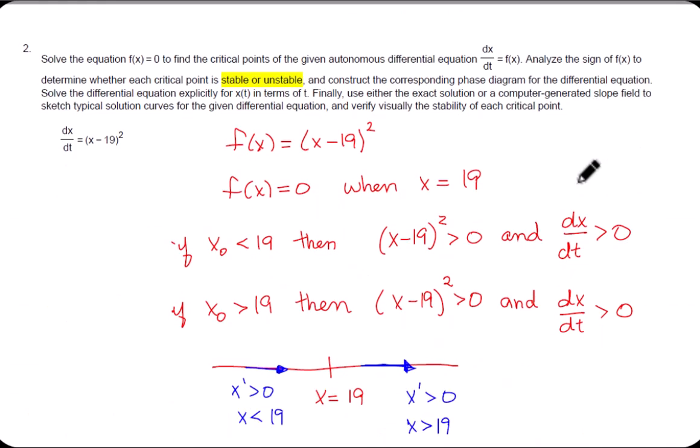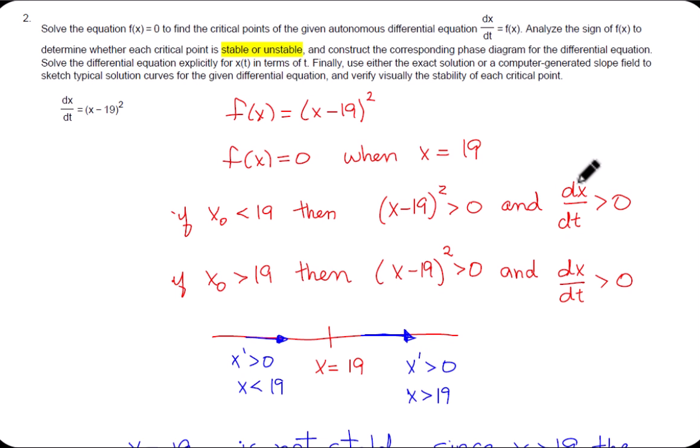Alright, in question 2, we have a similar situation, except here I've got x minus 19, that quantity squared. When is the function 0? Well, when x is 19. So 19 here is my critical point. And so again, what happens if my initial condition is less than 19 or bigger?